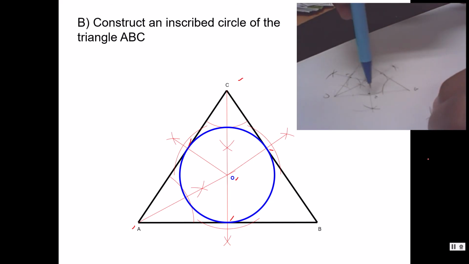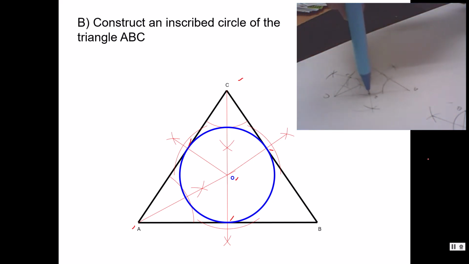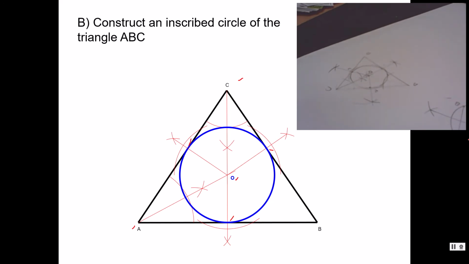So the distance to the triangle should be the distance of this point from O, either from 1, 2 or 3. I'm just going to start with 1. Then we draw one circle here that is going to touch the triangle at a specific point. Okay, so that's about constructing the inscribed circle of triangle ABC.